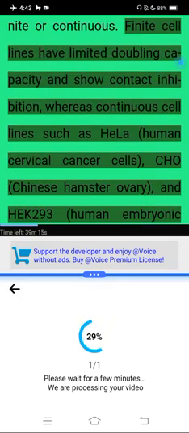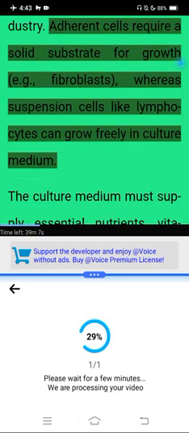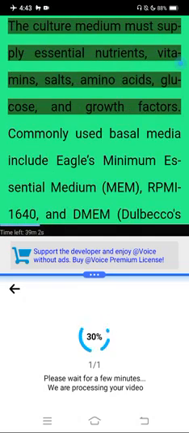Finite cell lines have limited doubling capacity and show contact inhibition, whereas continuous cell lines such as HeLa (human cervical cancer cells), CHO (Chinese hamster ovary), and HEK293 (human embryonic kidney) are immortal and widely used in research and industry. Adherent cells require a solid substrate for growth, e.g., fibroblasts, whereas suspension cells like lymphocytes can grow freely in culture medium. The culture medium must supply essential nutrients, vitamins, salts, amino acids, glucose, and growth factors.